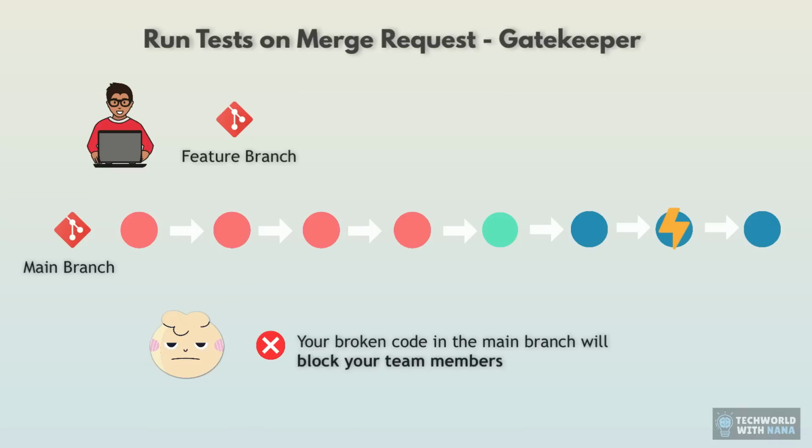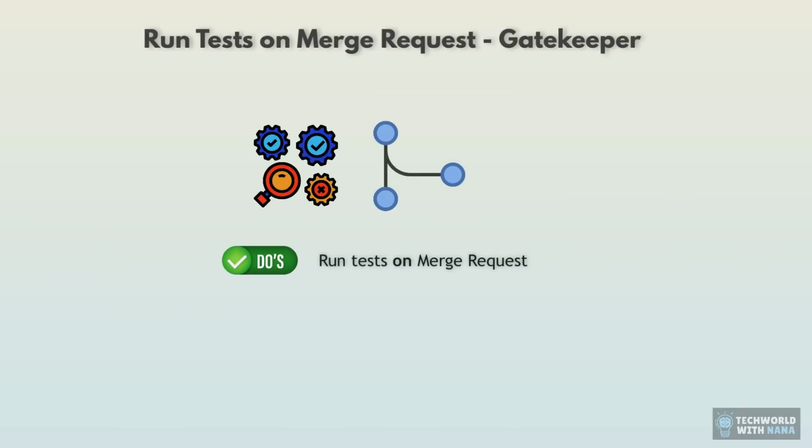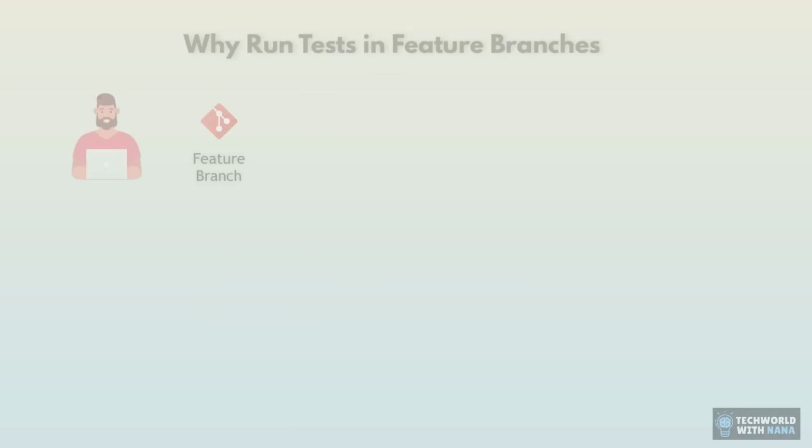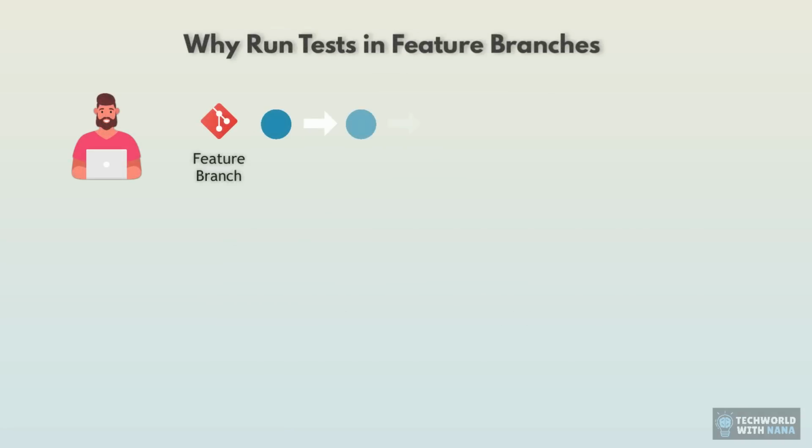So it will block all other code changes from going to development until you fix your code issues. And that's why we want to run tests on the merge request instead of merging it into main and then running the tests. Now imagine feature development takes longer and you have tens of commits.